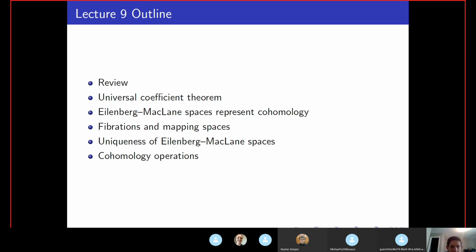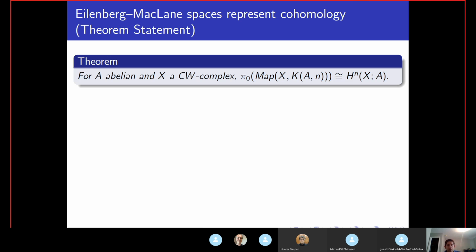Then we'll talk about fibrations and mapping spaces, and then we use this to prove Eilenberg-MacLane spaces are unique. And then, time permitting, we'll talk about cohomology operations. I feel like there is a lot of material today, but there's only 20 slides, so probably each slide has more stuff than usual. So definitely try to slow me down. Hopefully Skype works.